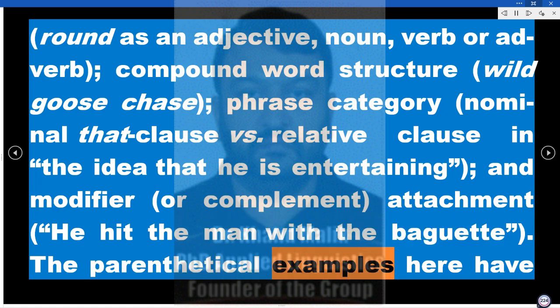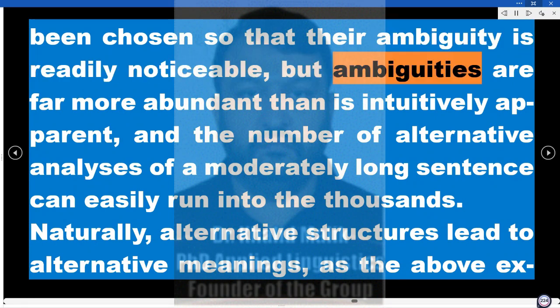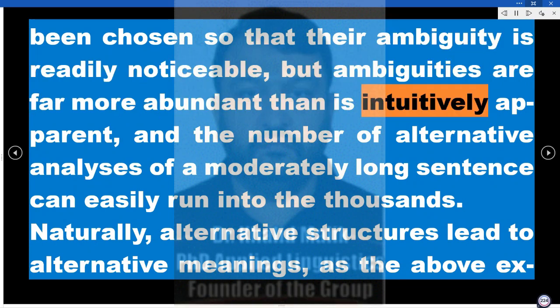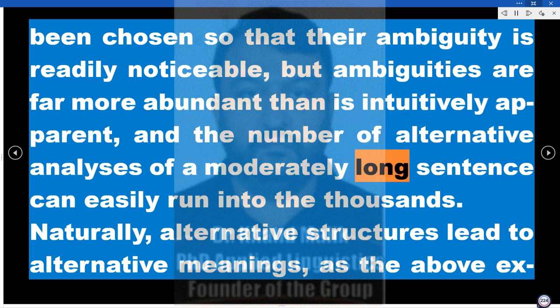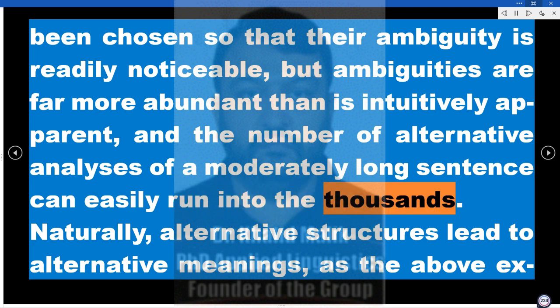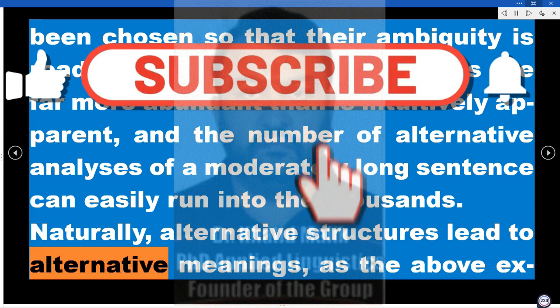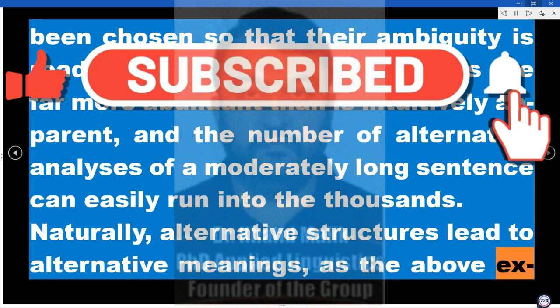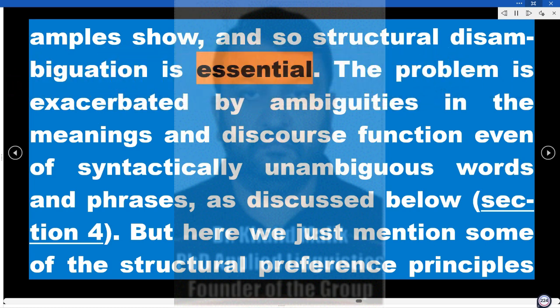The parenthetical examples here have been chosen so that their ambiguity is readily noticeable, but ambiguities are far more abundant than is intuitively apparent, and the number of alternative analyses of a moderately long sentence can easily run into the thousands. Naturally, alternative structures lead to alternative meanings, as the above examples show, and so structural disambiguation is essential.